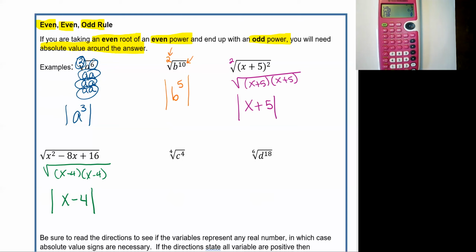We want the 4th root of c to the 4th. How many groups of 4 are in 4? 1. So this would just be c to the 1st, and we would need absolute values.